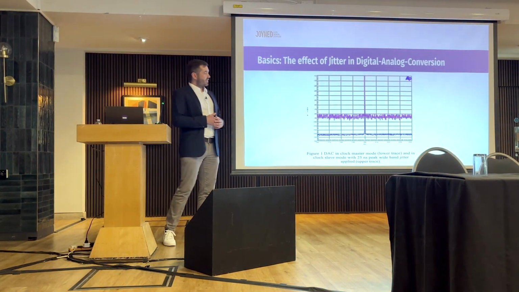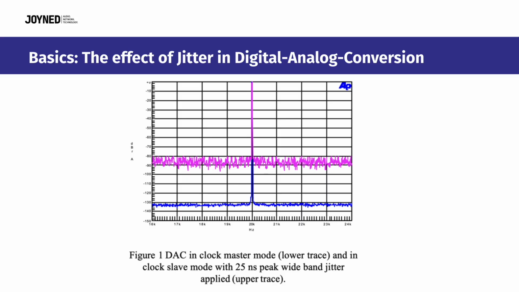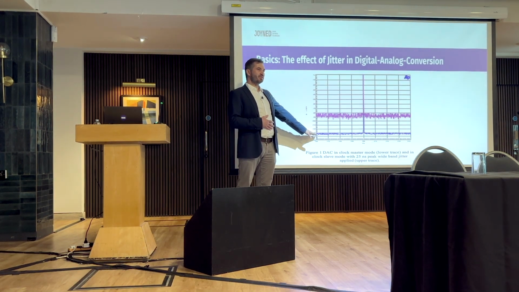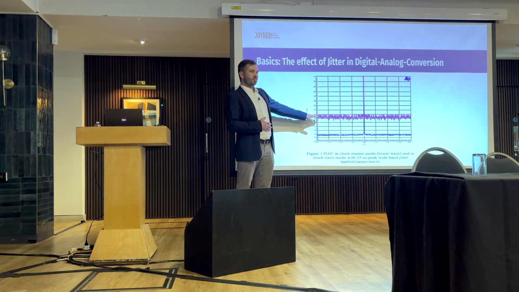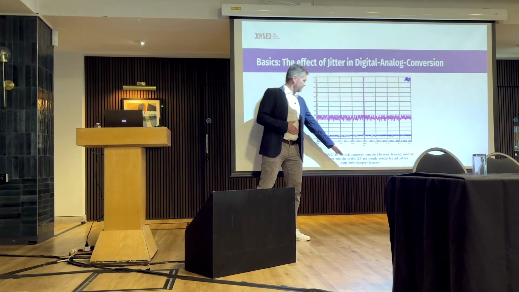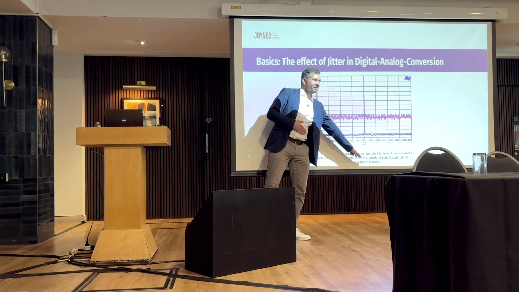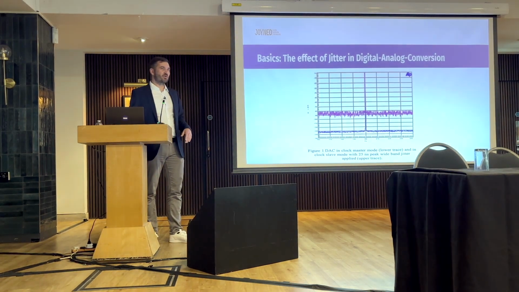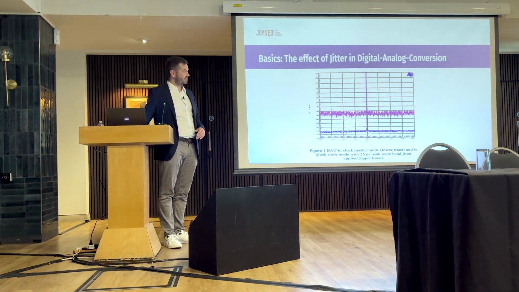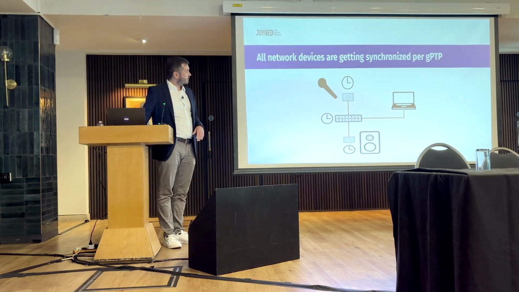So how bad can that get? Here's an example where we did a measurement where we introduced artificial jitter of 25 nanoseconds, and we see that the noise floor increases from minus 130 dB to something around minus 80. So if we had this jitter of 25 nanoseconds, this would be the resultant noise. So we can show that jitter has a significant impact. Now the question is, how much jitter do we really have?